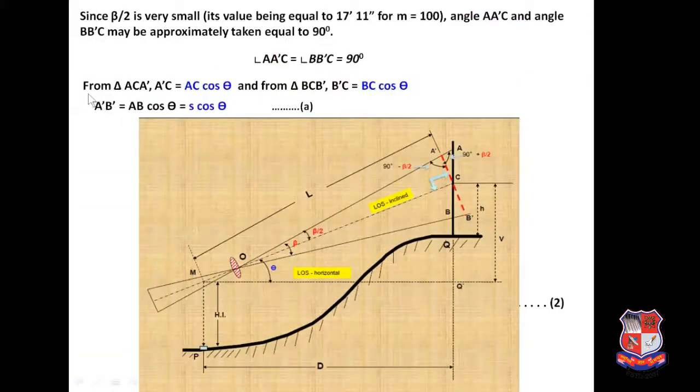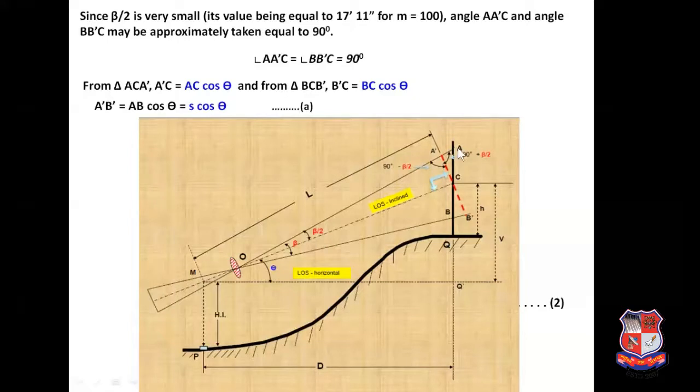So how does it become? We know that A'C plus B'C is equal to A'B'. So we will take the summation of A'C plus B'C, which is equal to AC cos theta plus BC cos theta, and that is equal to A'B'. Since cos theta is common, A'B' is equal to cos theta into the bracket AC plus BC.